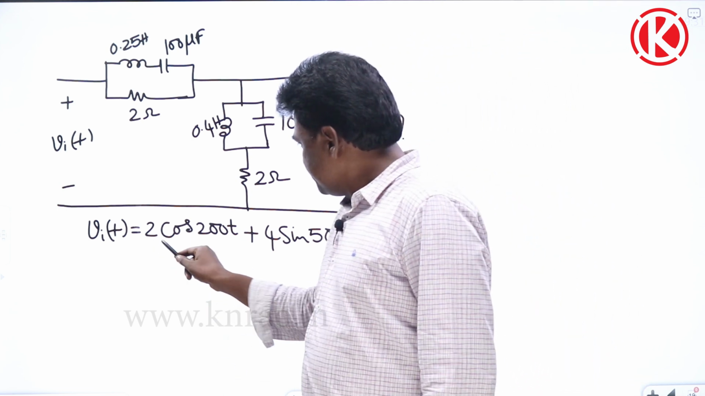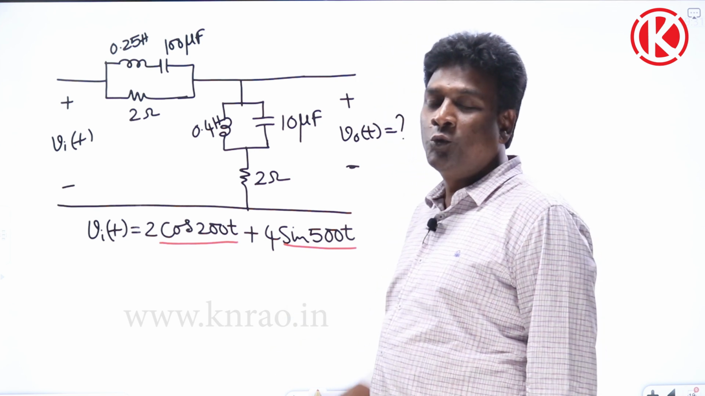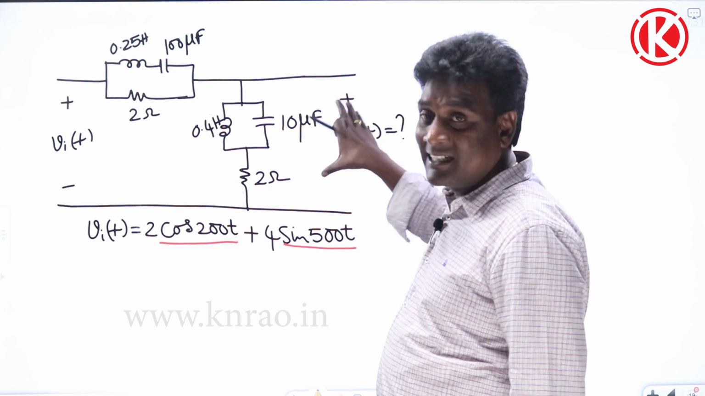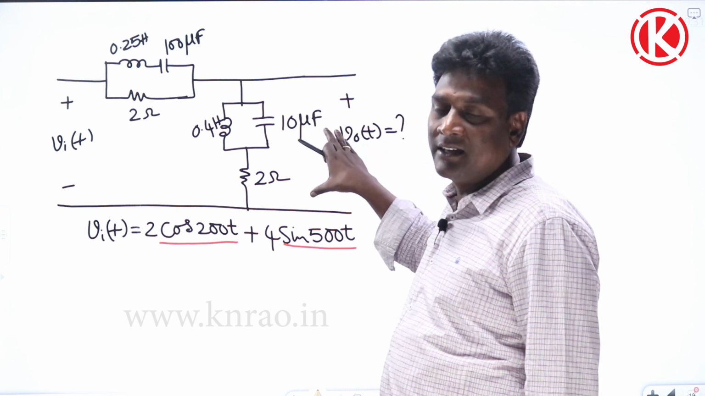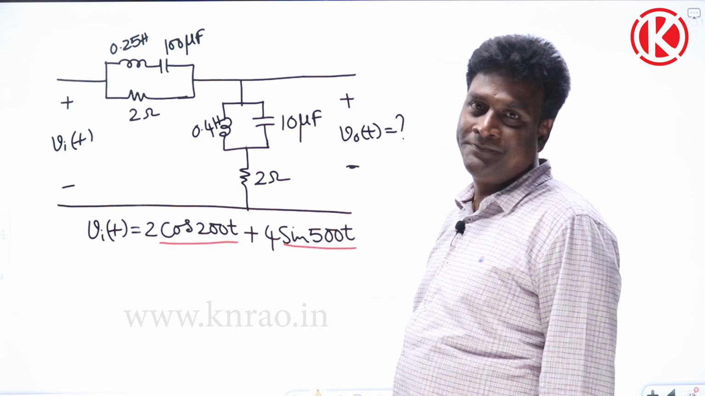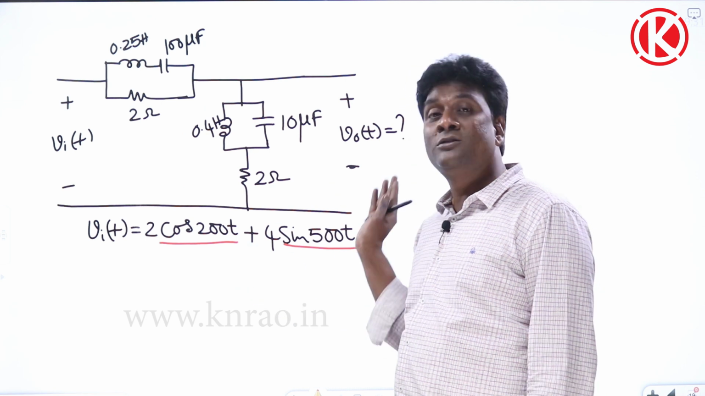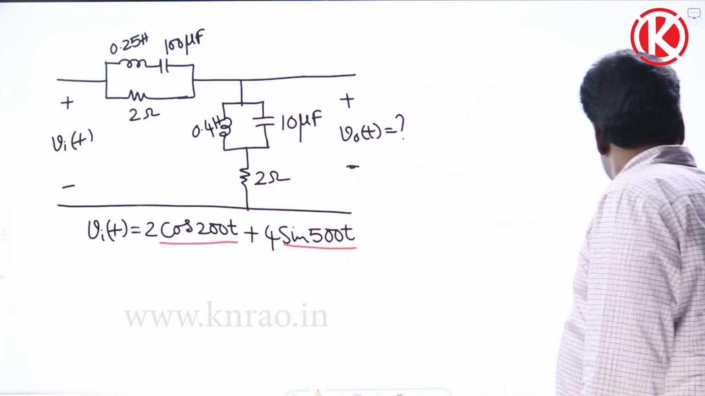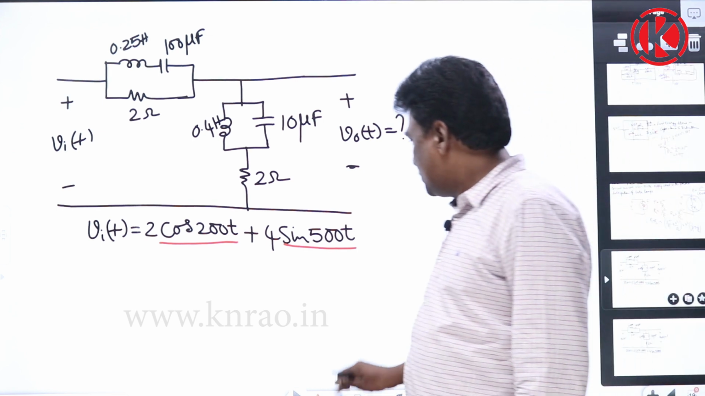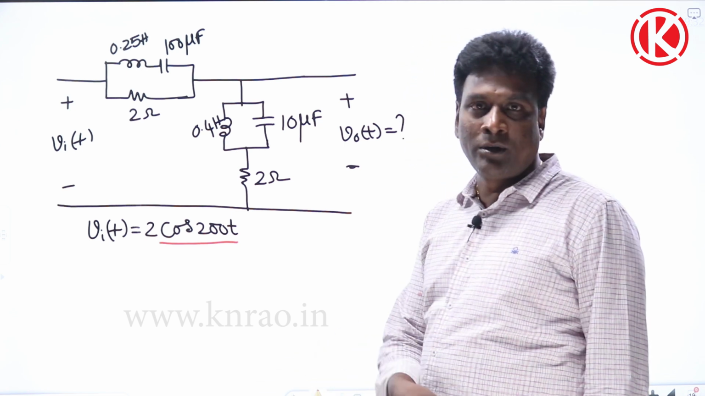Here 200t and 500t, two different frequencies are there. When two different frequencies are there with reactive elements, compulsorily we can use only one method, that is superposition. With 200 we have to do it separately, and with 500 we are supposed to do it separately. Let me do it here with only 200 first, and I'll take the 500 later.